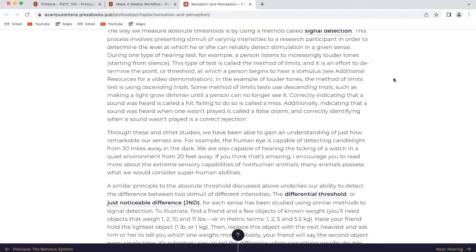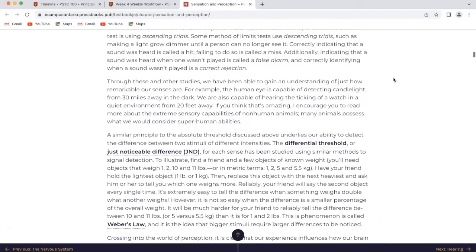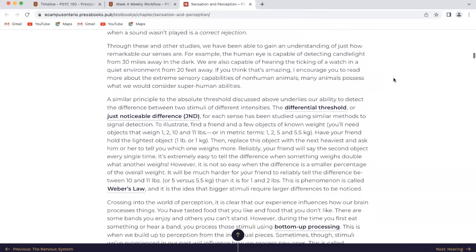Failing to do so is called a miss. Additionally, indicating that a sound was heard when one wasn't played is called a false alarm, and correctly identifying when a sound wasn't played is a correct rejection. Through these and other studies, we have been able to gain an understanding of just how remarkable our senses are.